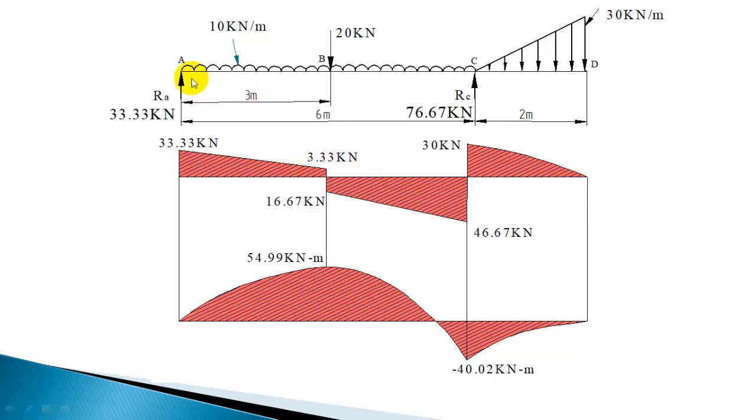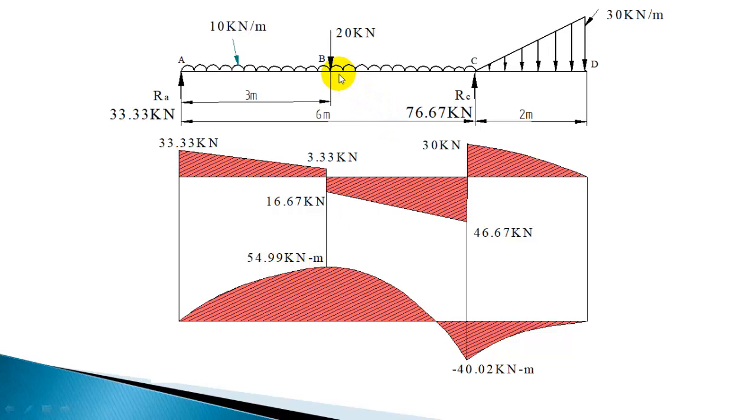Now, to draw the bending moment diagram, we know bending moment at A is 0, and the bending moment at B we have calculated as 54.99. Between A and B there is no peak for bending moment, so there will be a parabolic variation, because here the UDL is acting. The bending moment variation is going to be parabolic, and it's going to increase till 54.99. There is no peak, so it is increasing to 54.99.